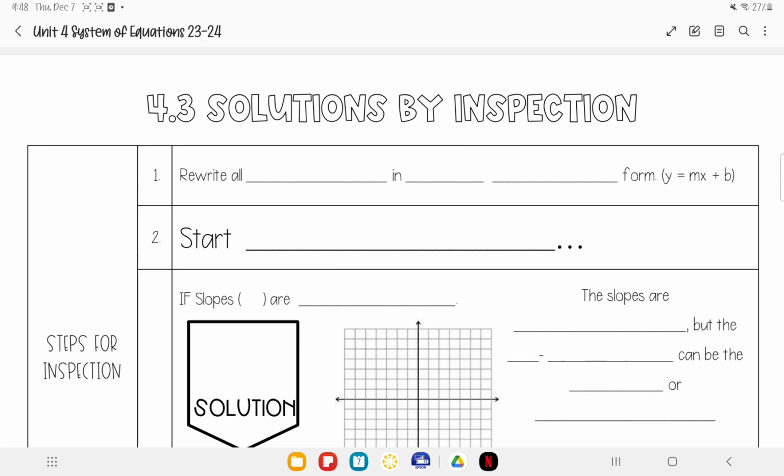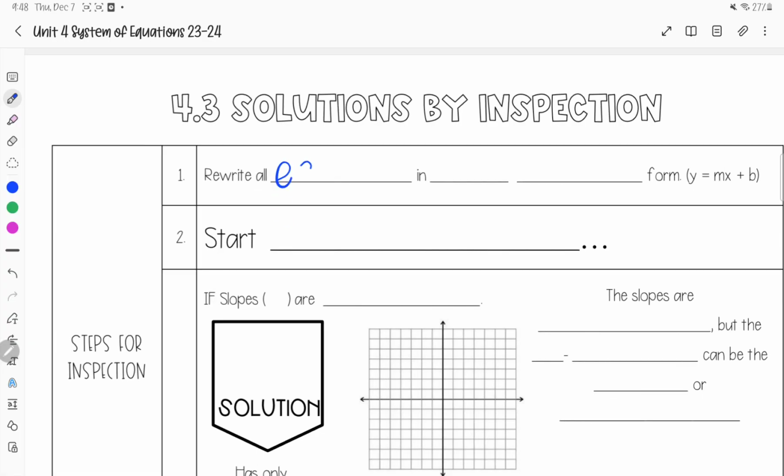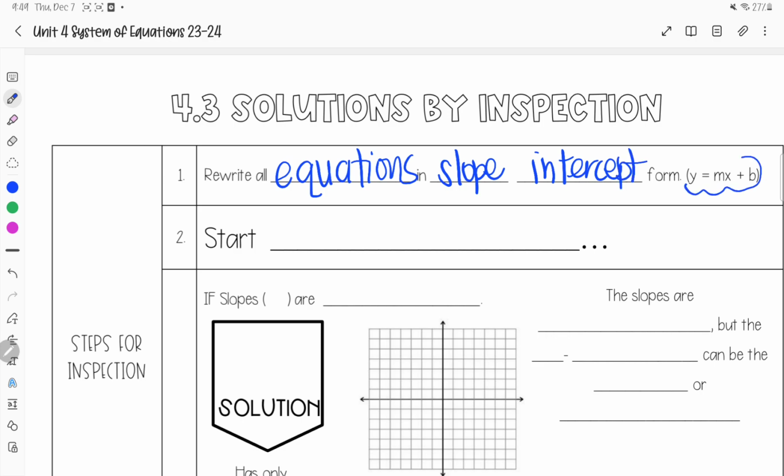So the first thing we're going to do is rewrite all equations in slope-intercept form. And so that's this form right there. Once that's been done, we are going to start the inspecting. So the first thing that we want to inspect are slopes. That's what you're going to inspect, are slopes, okay? So we're going to inspect that letter m there.